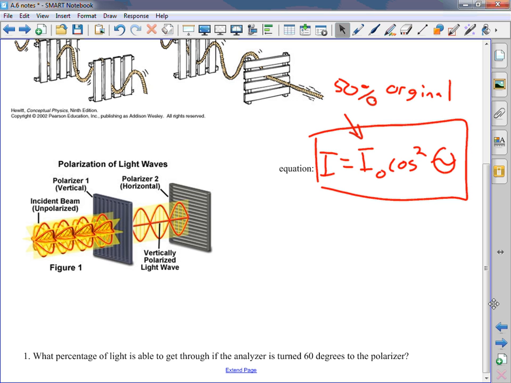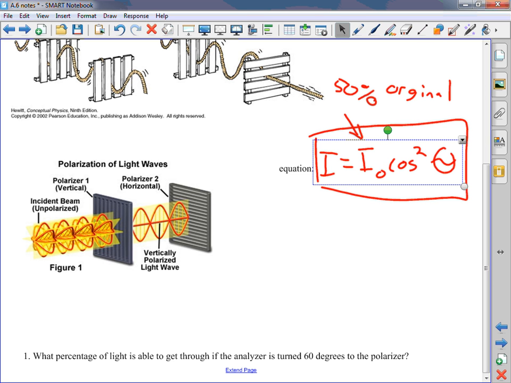Now, let me also say this. This equation deals with the analyzer second. Remember, the initial intensity, I naught, will always be 50% of whatever came out of the star, the sun, the flashlight, whatever. That's always 50% to start out with, and we're going to cut it further from there. That I naught comes not from just one plane, but from the components of every plane possible.